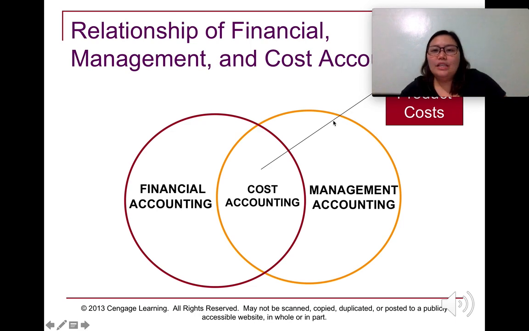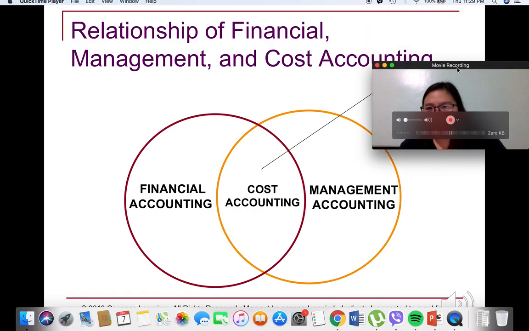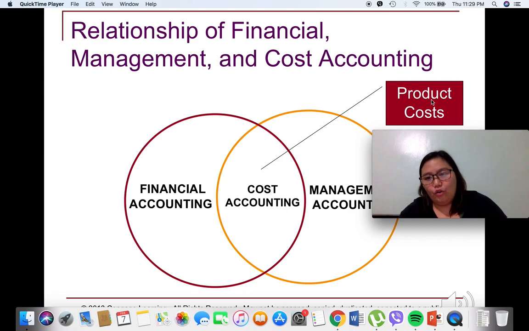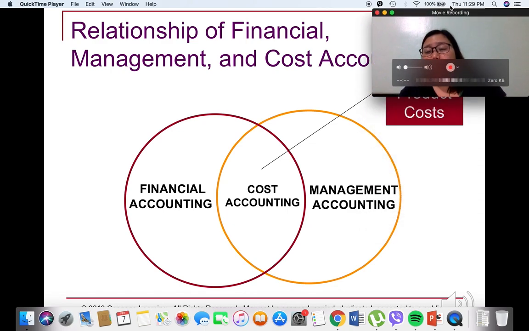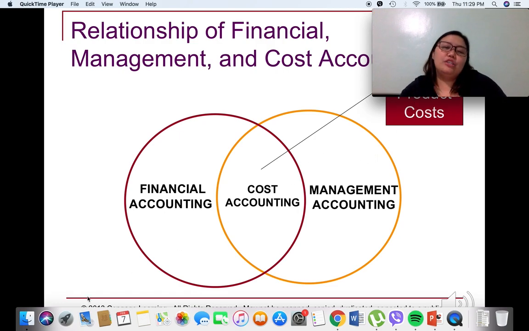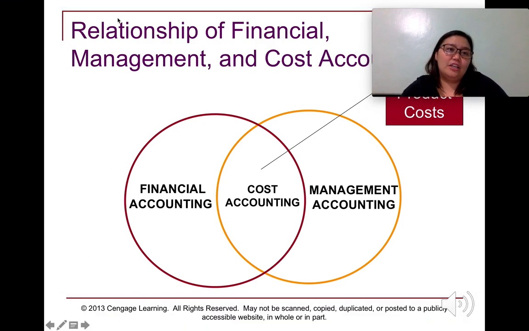Okay? So, this is a Venn diagram showing the relationship of financial, management, and cost accounting. So, as you can see, as mentioned earlier, di ba, nag-overlap po yung management accounting and financial accounting. And yung overlap niya is the cost accounting. Specifically, ito, nandito lang, maliit, yun, sa product cost. Kasi nga, ginagamit siya, which I have mentioned, both branches of accounting use product cost information. So, I have explained it earlier naman na. Okay?